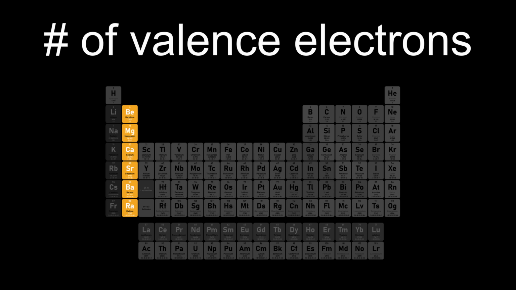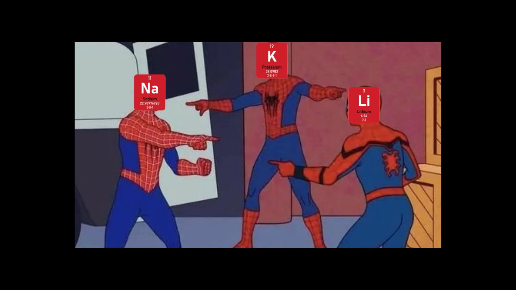Luckily, the transition metals also follow a nice pattern. That was a lie, it's kind of a mess, but that's not so important for now, so we'll get to that later. Elements with the same number of valence electrons tend to show similar behavior in chemical reactions.